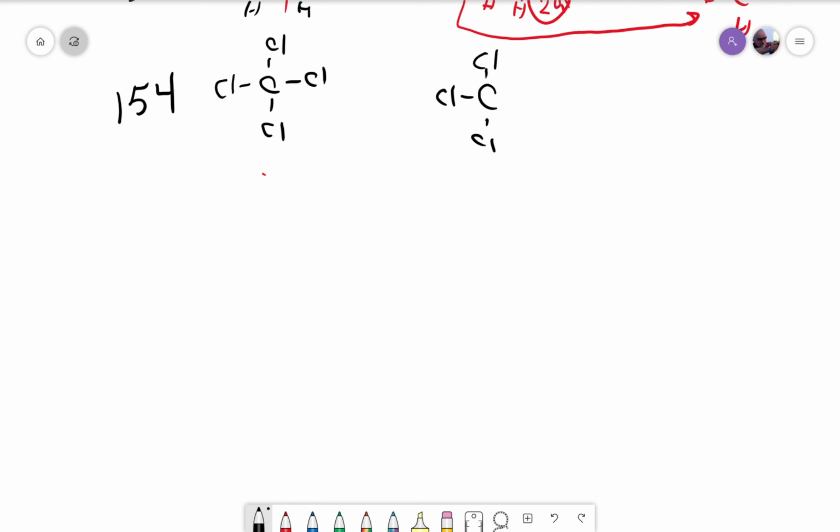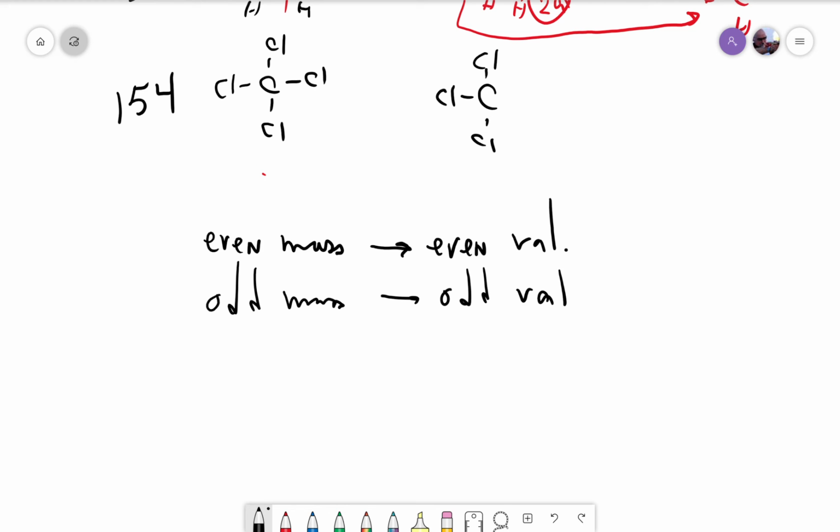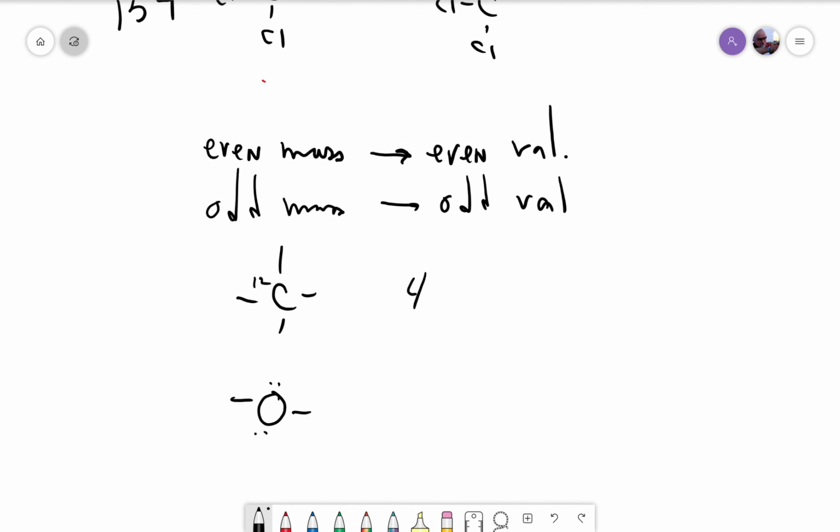The reason this comes about is because all elements on the periodic table fall into a peculiar category of having an even mass and an even number of valences open for bonding, or they have an odd mass and an odd number of valences open for bonding. For example, carbon weighs 12. It has 4 open valences. Oxygen, 16, has 2 open valences. Hydrogen weighs 1. It has 1 open valence. Chlorine, most common isotope 35, has 1 open valence.